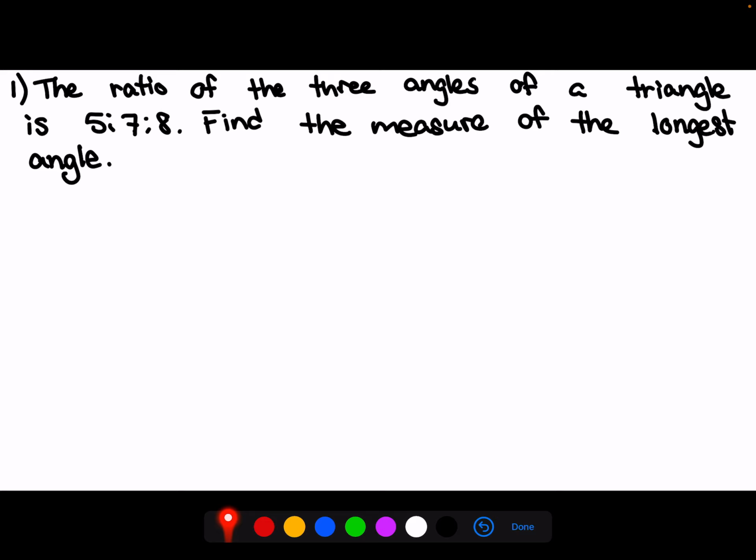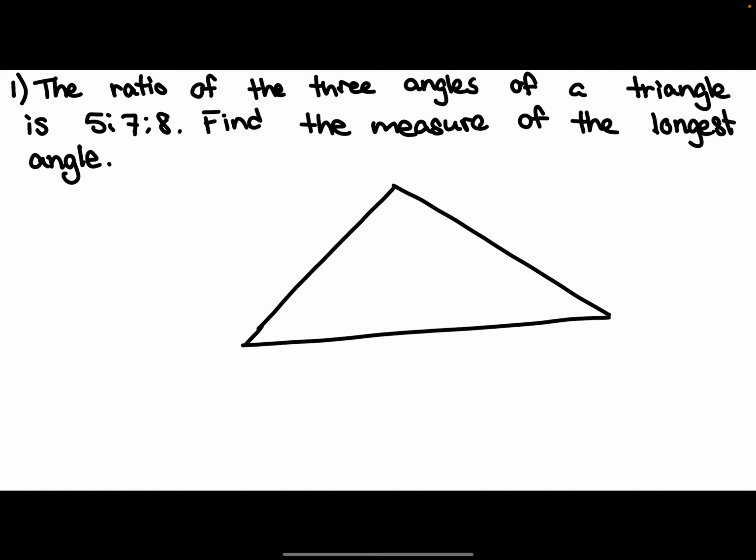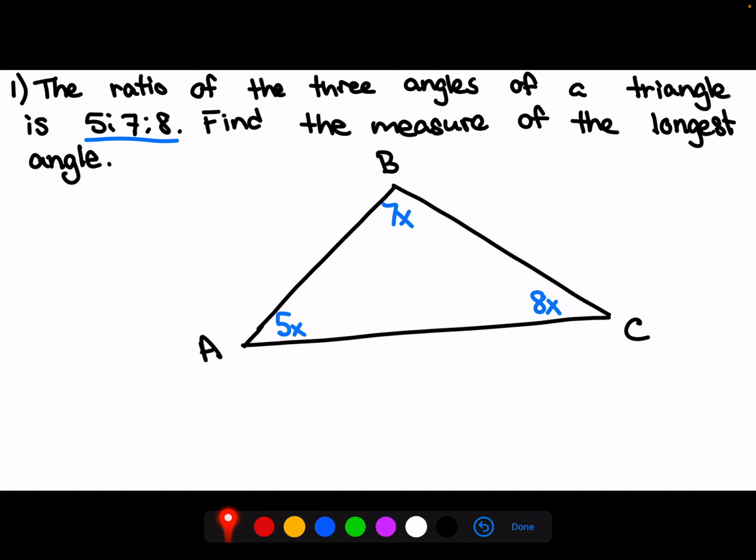And since we're given a ratio, anytime that we see a ratio, we can give a variable to each part. So the angles of my triangle are 5x, 7x, and 8x. Those are the measures of each angle. So I make a triangle. I called it ABC. And I gave each angle one of those ratios, 5x, 7x, and 8x.